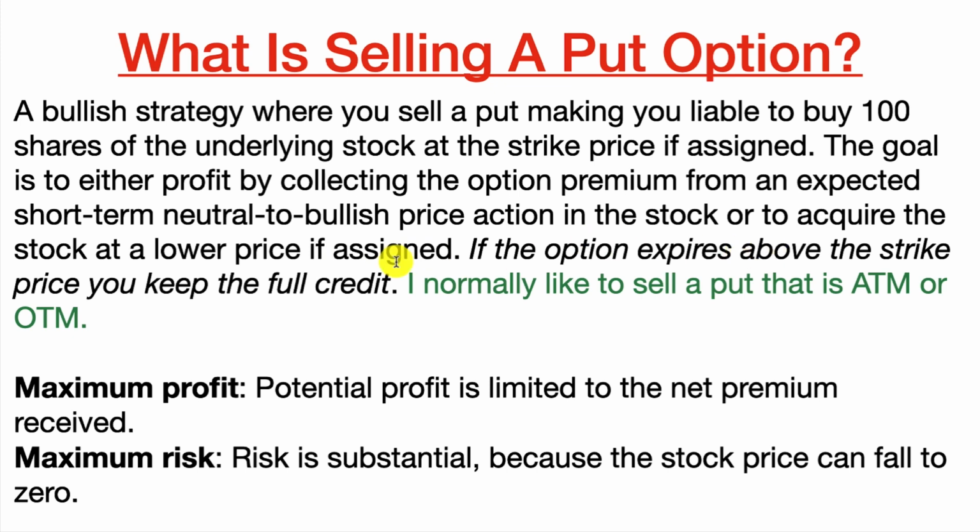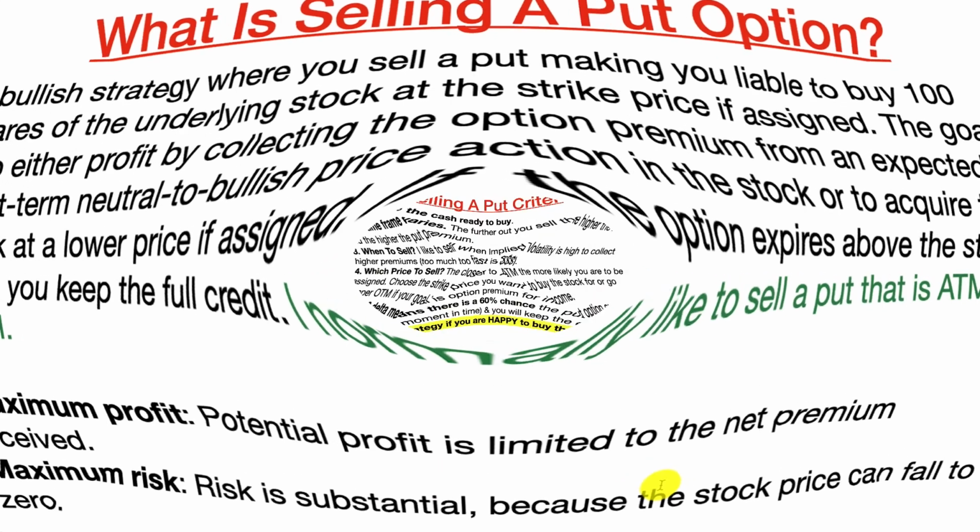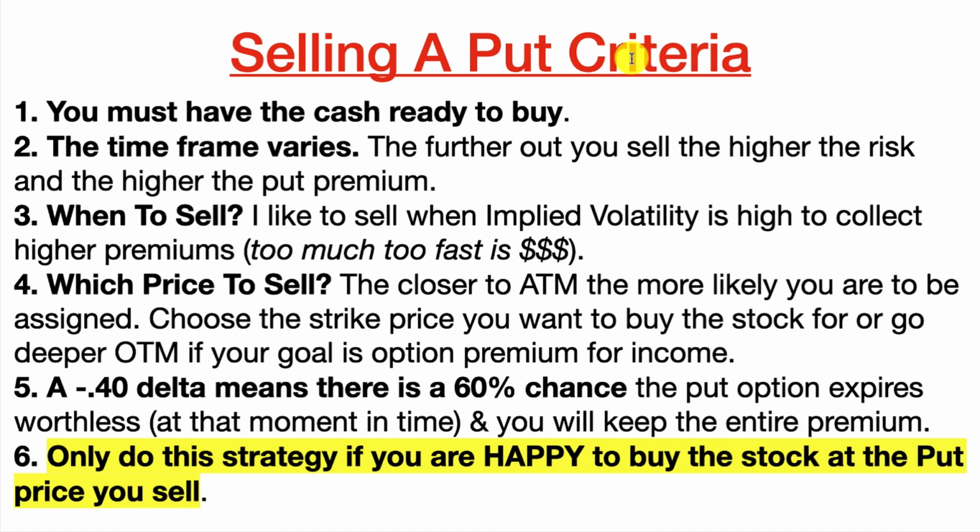If the option expires above the strike price, we get to keep the full credit. Now, I normally like to sell a put that is at the money or out of the money. Our maximum profit is limited to the net premium received, and our maximum risk is substantial because the stock price can fall to zero, although that's extremely unlikely. Let's go over some of my selling a put criteria.